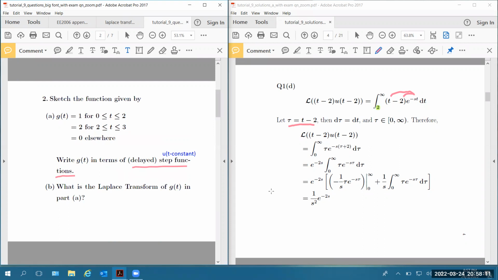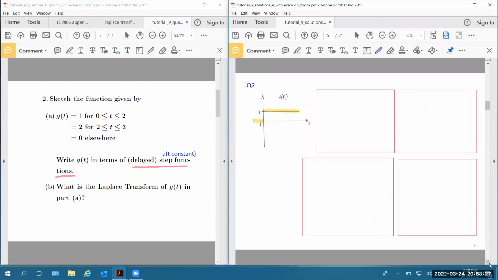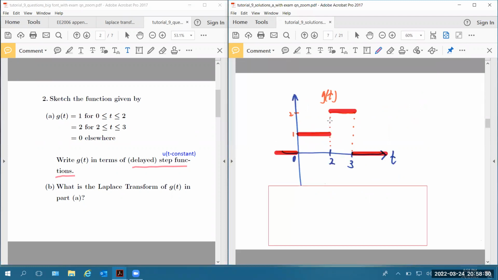Okay, so let's do this one here. Well, first we want to sketch this one, right? I think the sketch is not a problem. Do we have the sketch here? Let me see. Oh yeah, so this one is actually the sketch. So you see it is 1 from 0 to 2, then from 2 to 3, the value is 2. And then here it is 0 elsewhere. So this is the graph. Is it okay?